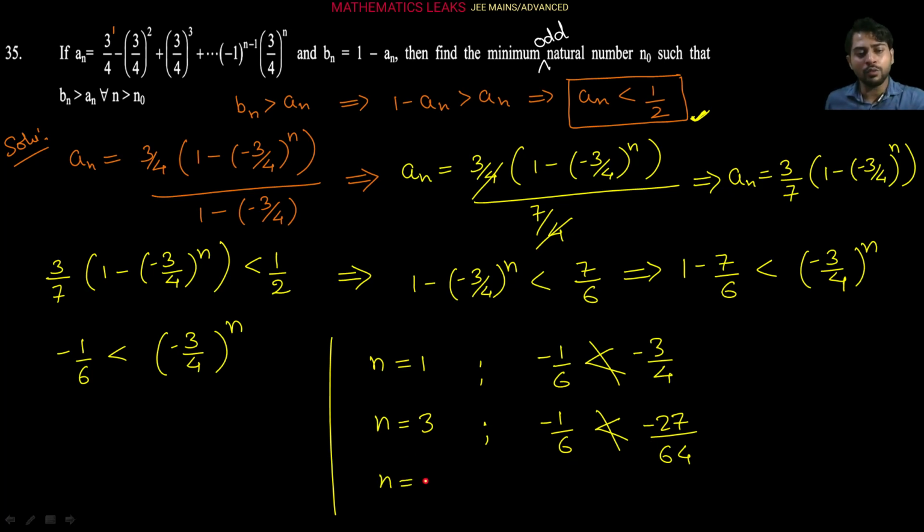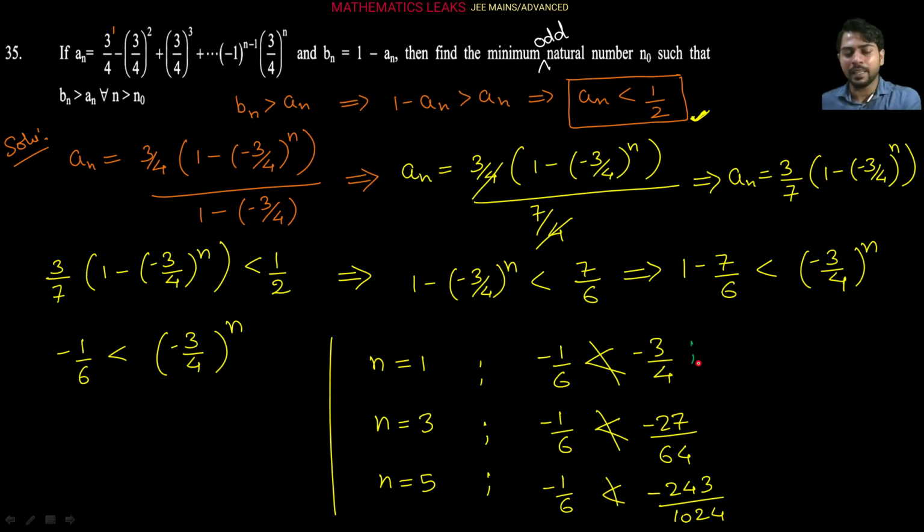N is equals to 5 when we are taking here. So similarly you can see on the left side minus 1 by 6, on the right side minus 3 to the power 5 is minus of 243 upon 4 to the power 5, which means 1024, right? 1024 we can say. So minus 1 by 6 is less than minus 243 by 1024. Again it is not correct here, it is not less than, correct now.